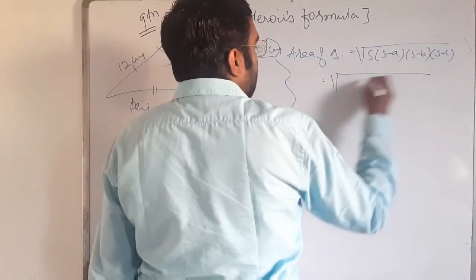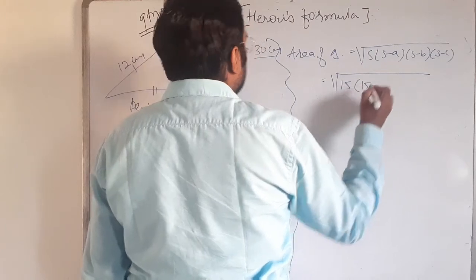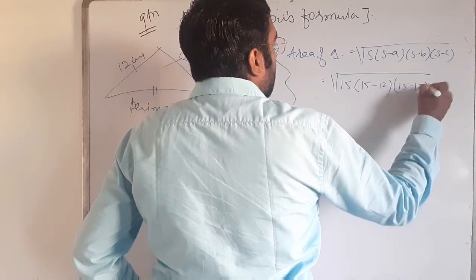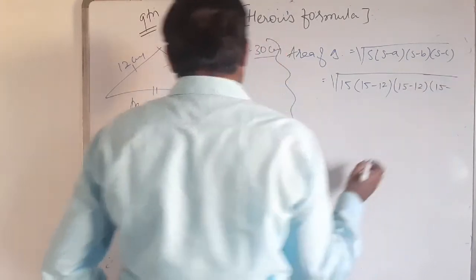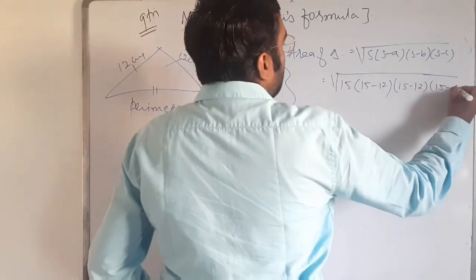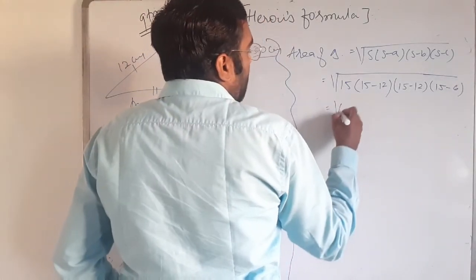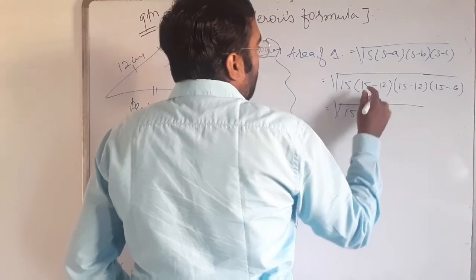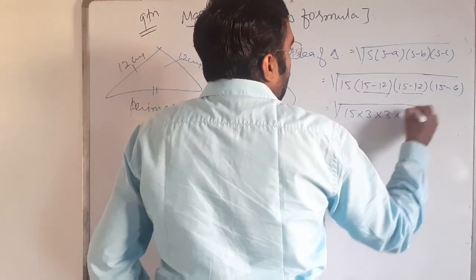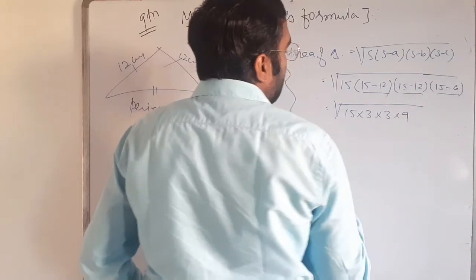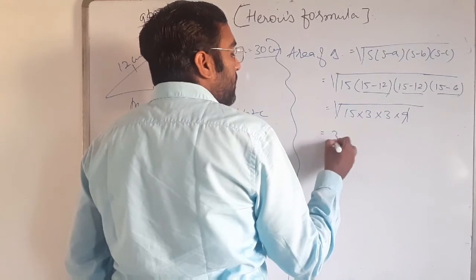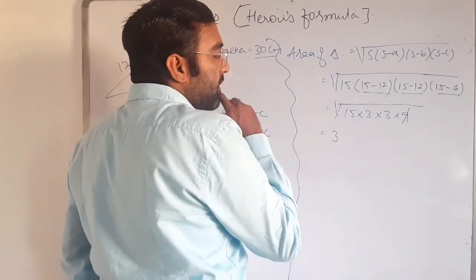So what is my semi perimeter? That is 15. 15 minus the first side, that is 12; 15 minus the second side, also 12; and 15 minus the third side that we got, that is 6 centimeter. So 15 minus 6. So in the square root, 15 into (15 minus 12), that is 3, (15 minus 12), also 3, and (15 minus 6), that is 9. Now we know that the square root of 9 is 3.